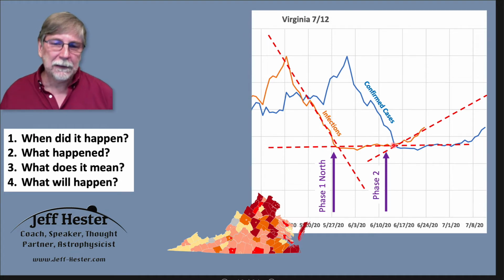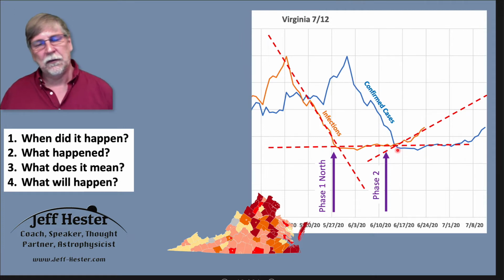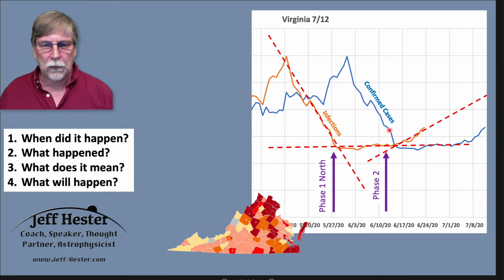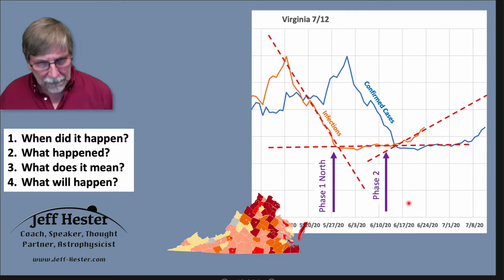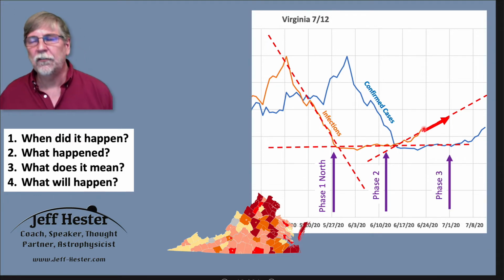So if you were naively looking at the data, you said, oh, we did our phase 1, and even though we've done our phase 1 opening, our cases are still coming down. Man, this is great. And then you say, we did our phase 2, and even though we did our phase 2, we've still got flat case numbers. Man, this is great. Everything's working. When the reality was that phase 1, things were flat. Phase 2, the number of infections started to climb, doing that. And then Virginia did phase 3.